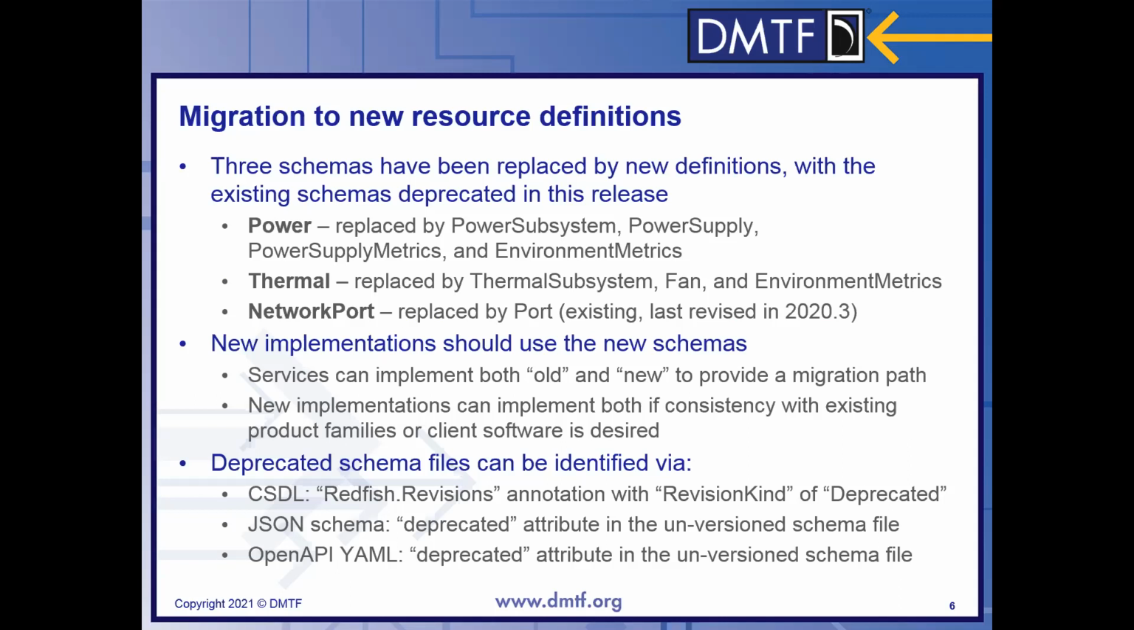And that's now visible in the schema files, and I've got listed there, whether it's the CSDL, the JSON schema, or the OpenAPI YAML formats of those schemas. You'll find this deprecated term that will show up at the root level of the schema, showing that the entire schema has been deprecated. Now, what that means for implementers and users is that for new implementations, we're really encouraging you to go migrate to use the new definitions, as they fully replace the functionality that had been made available in the previous schemas.